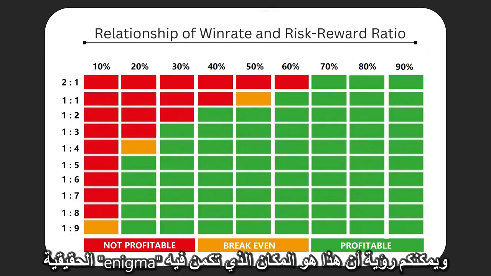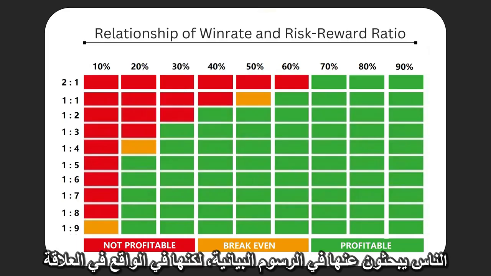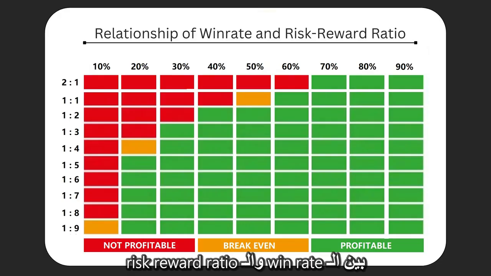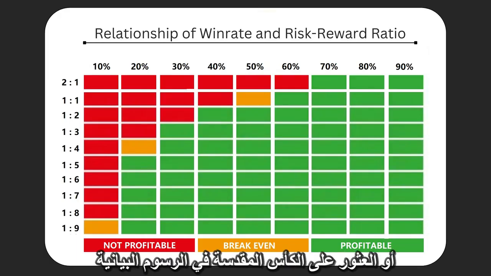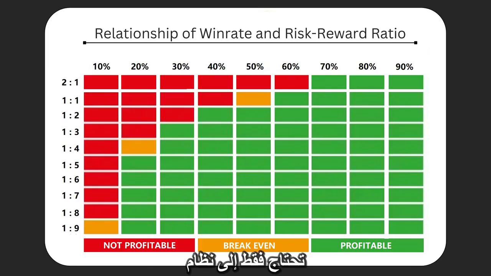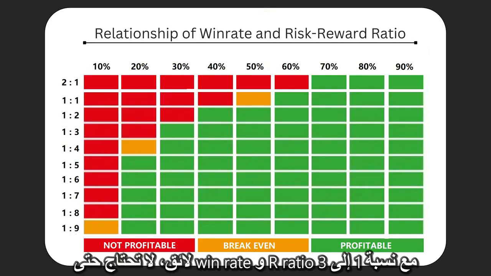And you can see this is where the real enigma lies, right? People look for it in the charts, but it's actually in the relationship between win rate and risk to reward ratio, right? What this also shows you is that you don't have to crack the enigma or find the holy grail of the charts, right? You only need a mechanical and objective simple system or strategy with a decent 1 to 3 risk to reward ratio and win rate.